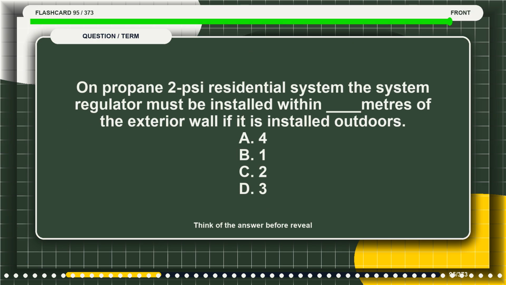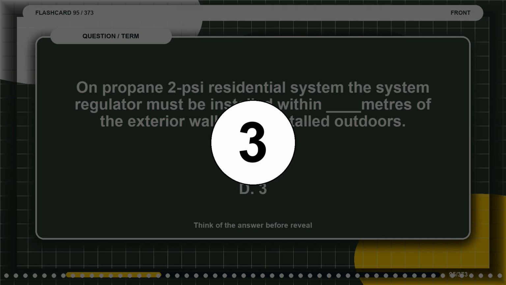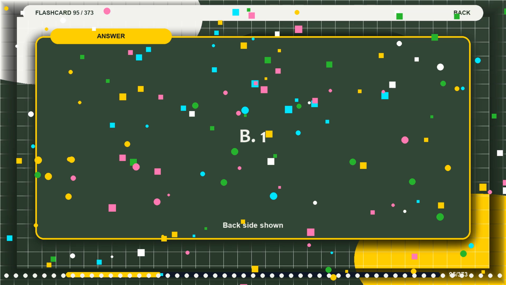Flashcard 95. On a propane 2-PSI residential system, the system regulator must be installed within blank meters of the exterior wall if it is installed outdoors. A. 4 B. 1 C. 2 D. 3. Think of the answer before the reveal. The answer is B. 1.